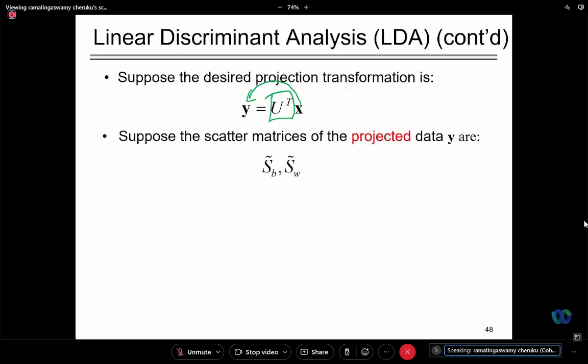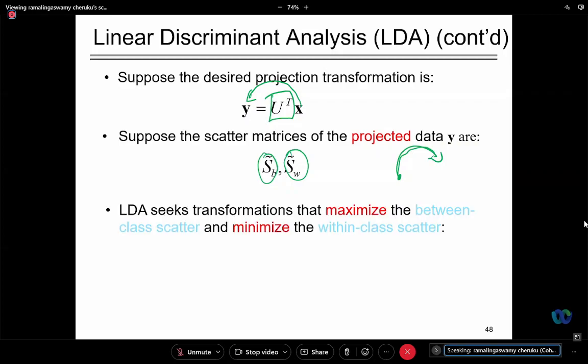Now suppose the scatter matrices of the projected data y are SB tilde and SW tilde. That means from higher dimensions to lower dimensions you are projecting the data, and the scatter matrices of the projected data are called SB tilde and SW tilde.